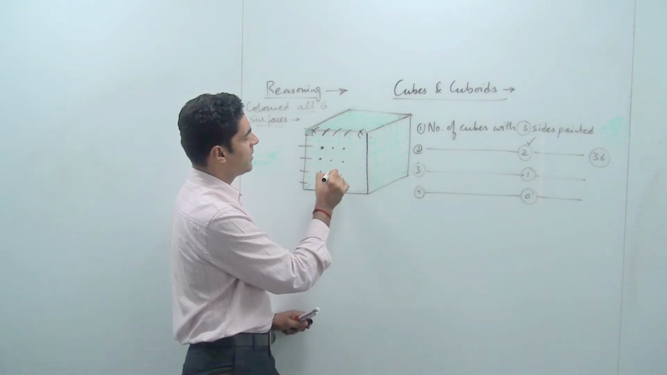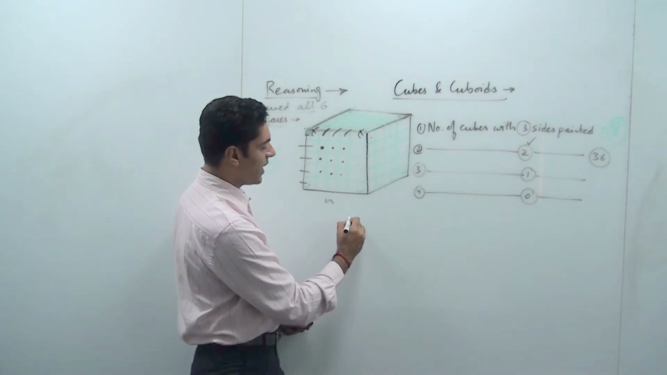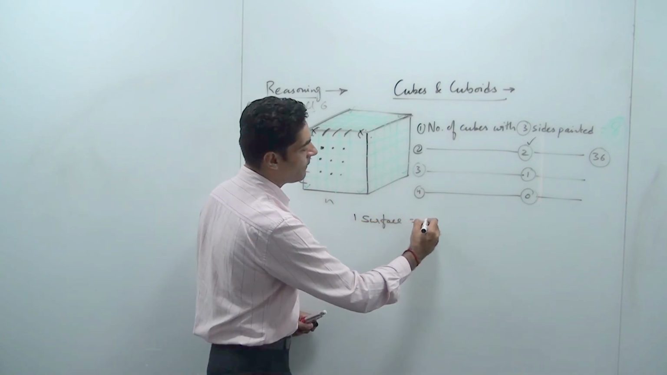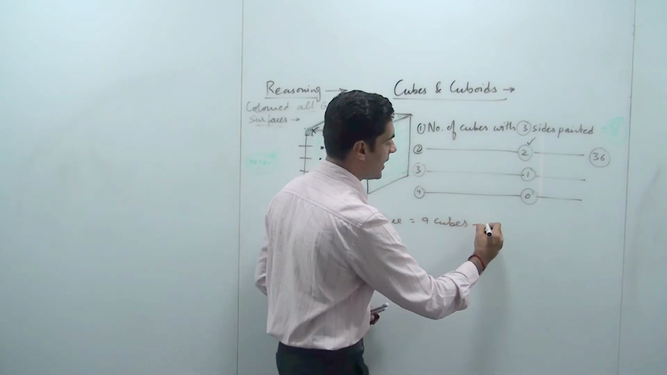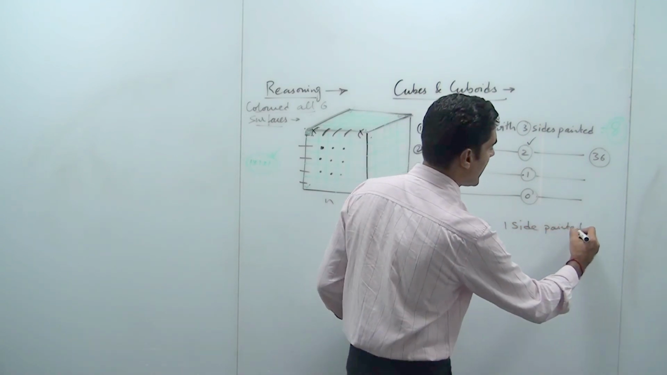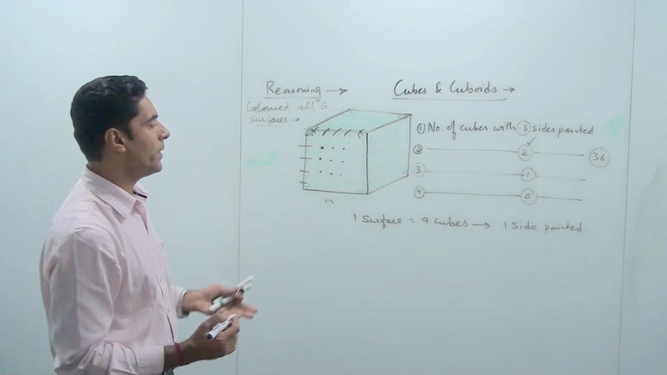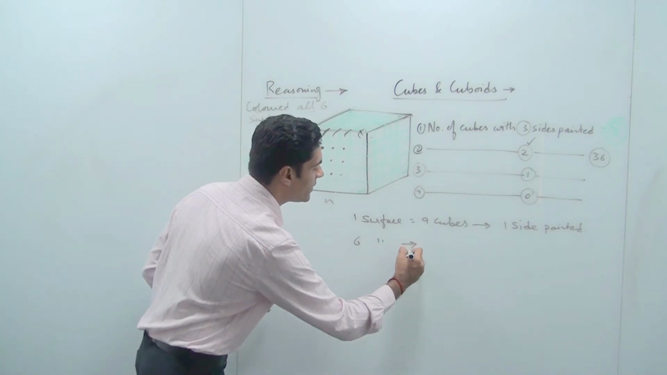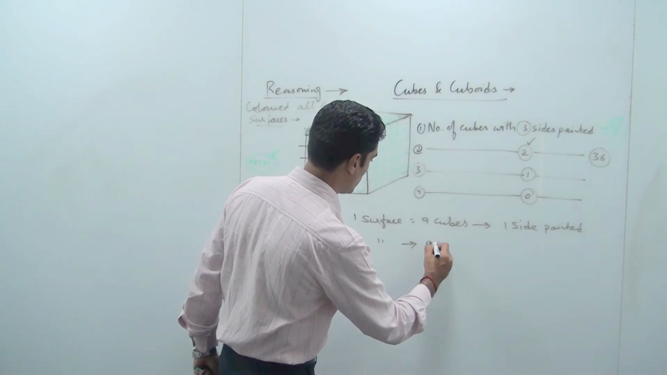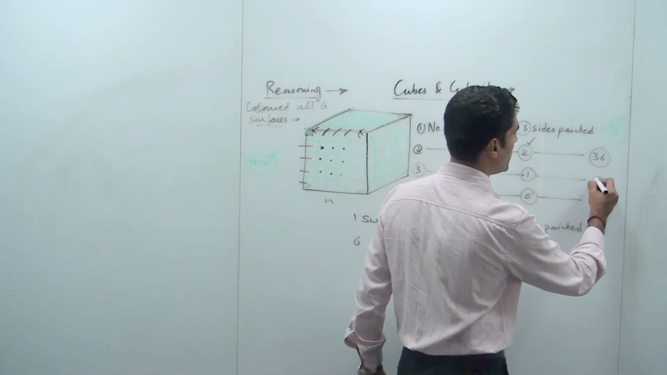So in one surface, the number of dots that I have made are 9, 3 into 3. So on one surface, I have 9 cubes which are having one side painted. And I have already told you that the number of surfaces in one cube is 6. So in each of these 6 surfaces, you will have 9 cubes with one side painted. So your answer will come out to be 9 into 6, which is nothing but 54 cubes.